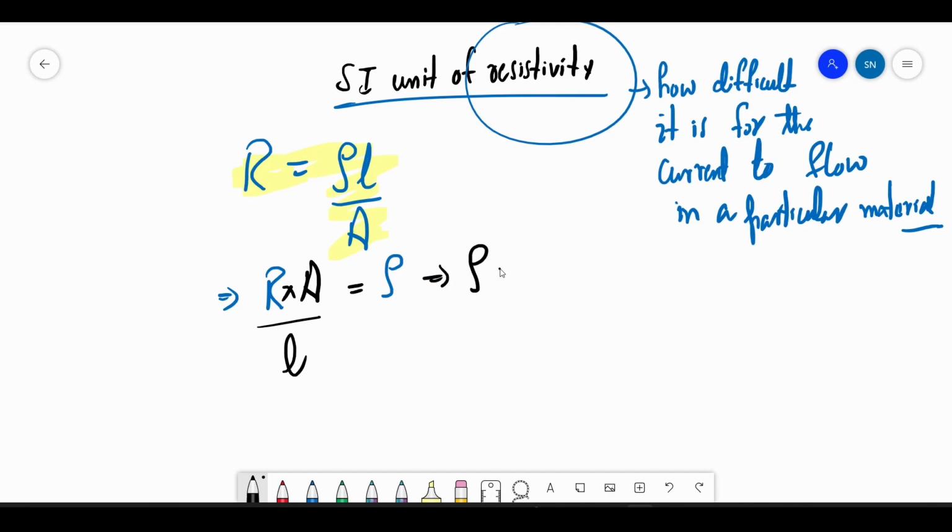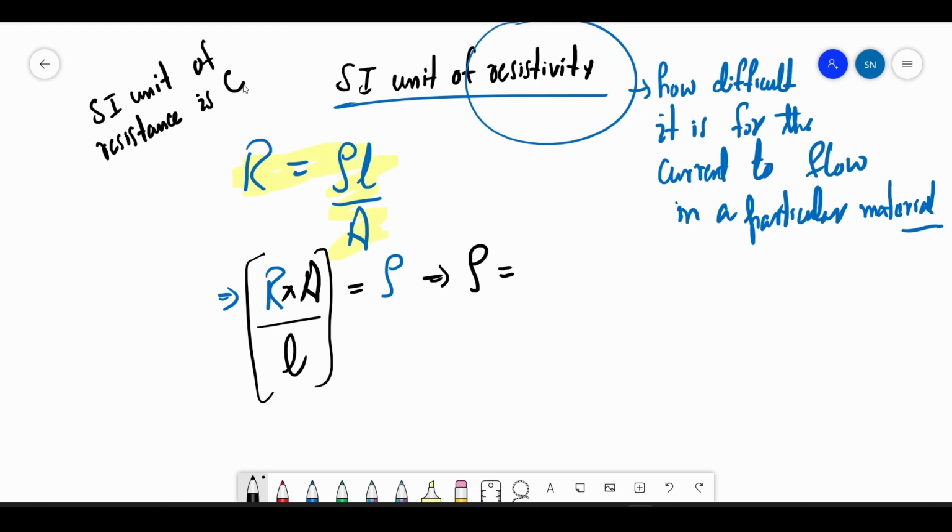In order to find the SI units, you will have to write the respective SI units of these things. What is the SI unit of resistance? The SI unit of resistance is ohm, O-H-M, and this is the symbol, like omega. Am I clear? Yes.